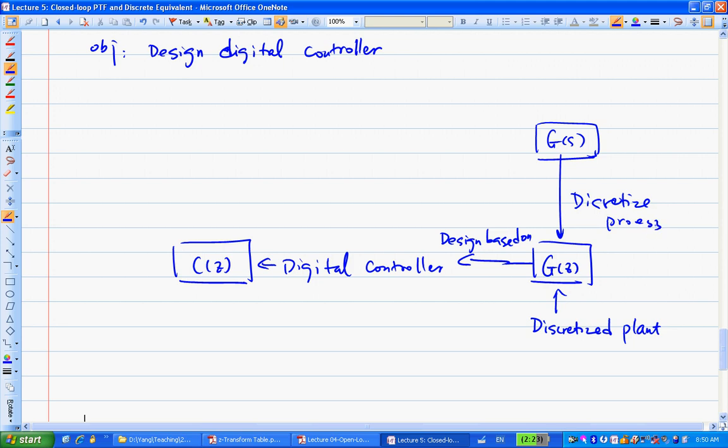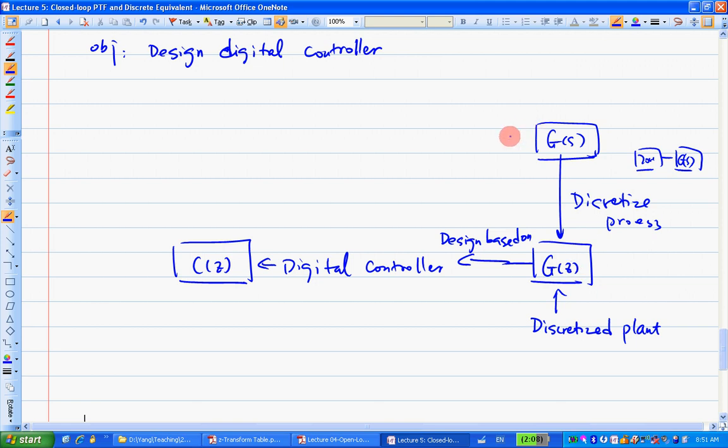So the question is, how do you discretize a continuous plant? How would you do it? We already did it. Sample it, exactly. But you not only sample it, you also need to have a zero order hold. So when you discretize this plant, you can have a zero order hold and then this G of S. That's the way you can discretize the continuous plant. That's one way of doing it. So discretize and then design based on the discretized block. Okay, that's very good.